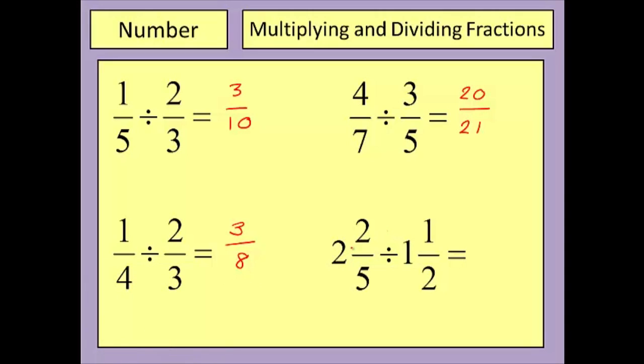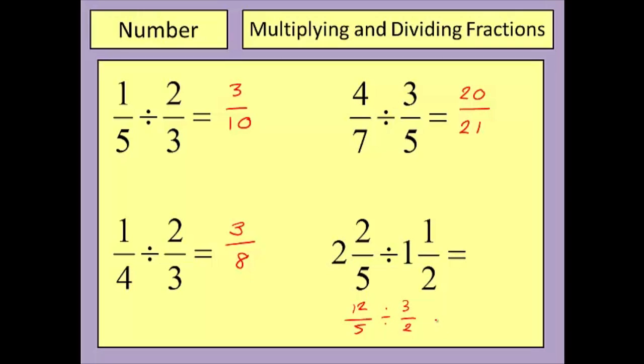Okay, the fourth example then. This one is slightly trickier because I have some mixed numbers, 2 and 2/5 divided by 1 and a half. What I'm going to do is, first of all, turn these into improper fractions. I'm going to make them top heavy. So this first one here is 12/5, and it's being divided by 3 over 2.